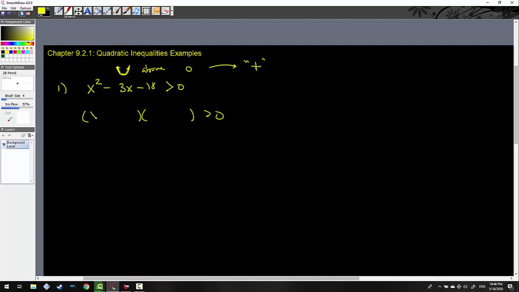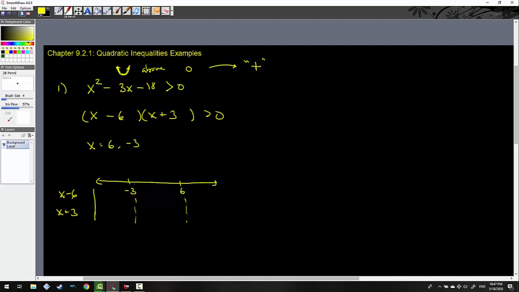So the factoring part's easy. It's x minus 6 times x plus 3. I get x equaling 6 and negative 3. In my sign chart, what I get is negative 3 and 6. And again, I'll just go and partition them down. And again, you should start noticing a pattern with how these things go. I'll go and plug in numbers this time, and I'll probably never do it again. I'll show you guys the shortcut with example 2 here.